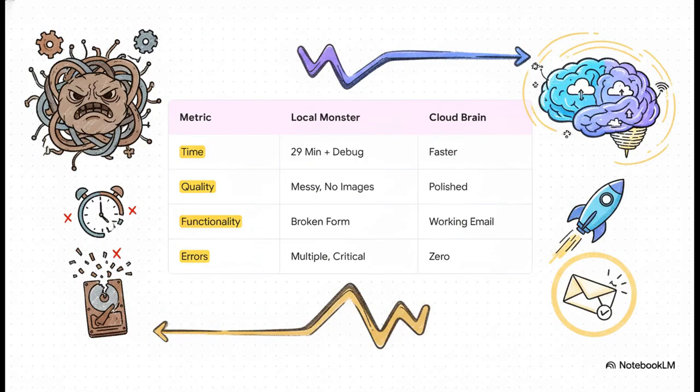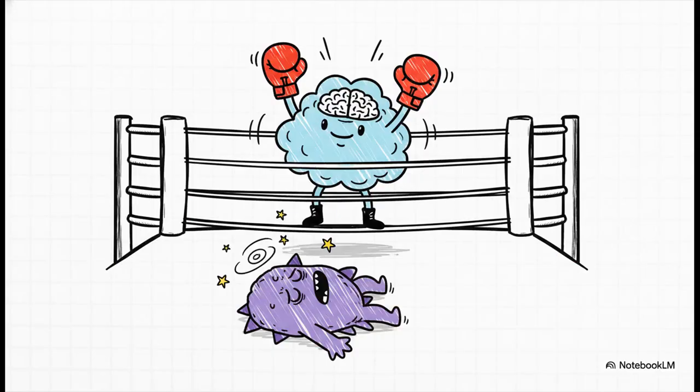I mean, the scorecard here really paints a clear picture. The time, the quality, the functionality, the errors. In every single way, the Cloud Brain just delivered a much, much better result. It really shows you the gap between these two approaches today. It is night and day. So the verdict is in, and it's a knockout. The Cloud Brain is the decisive winner of this coding challenge. For now, it seems, the cloud is king.